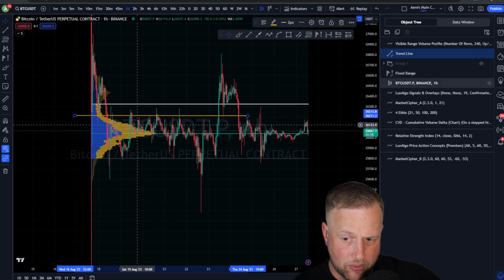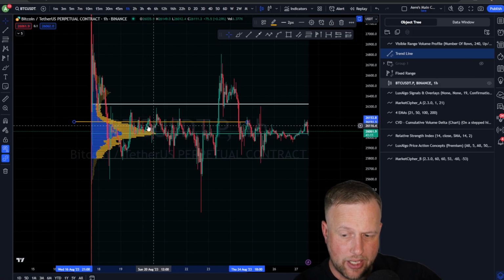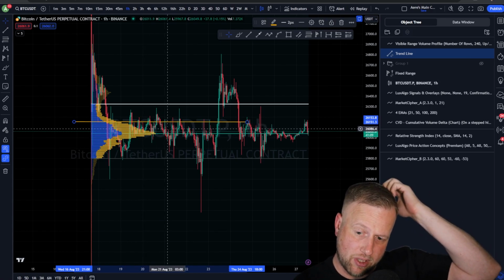POC happens here, right? I'm going to enter into a long off the POC because we got a bounce, move my stop loss up, rinse and repeat. Now, this isn't a great range. This isn't a great example.